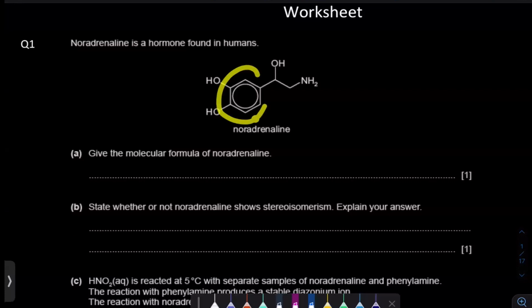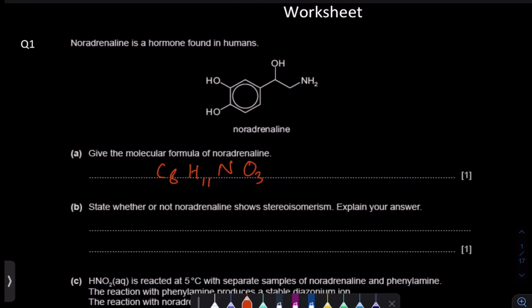So I have 6 here and 7 and 8 carbons. Hydrogen मेरे पास होंगे 1, 2, 3, 4, 5, 6, 7, 8, 9. And then 2 more, 11, N and O3. ठीक है, तो ये मेरे पास molecular formula आ गया.